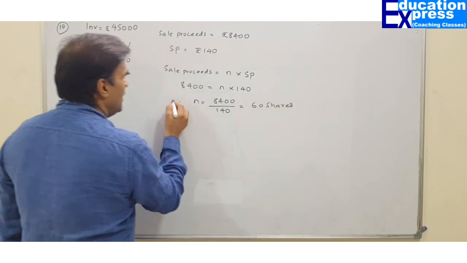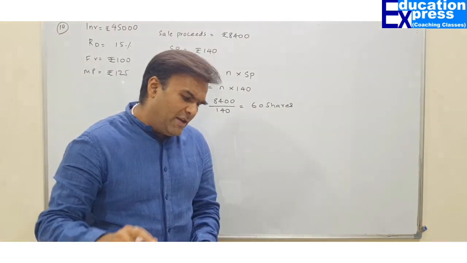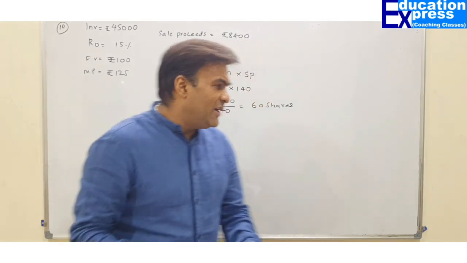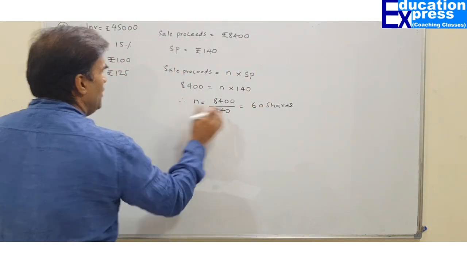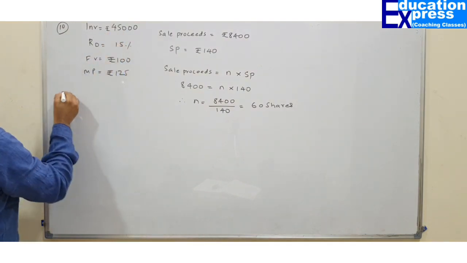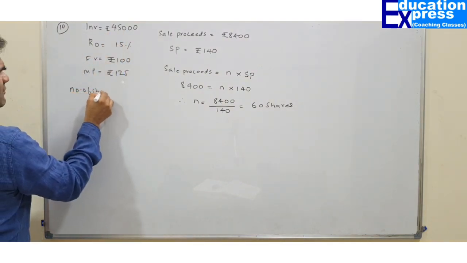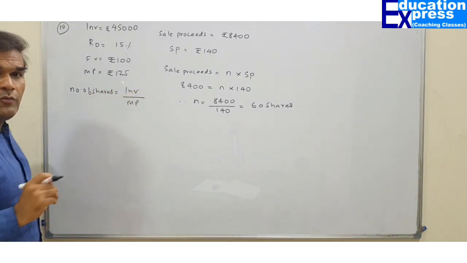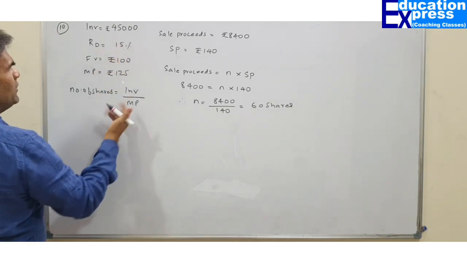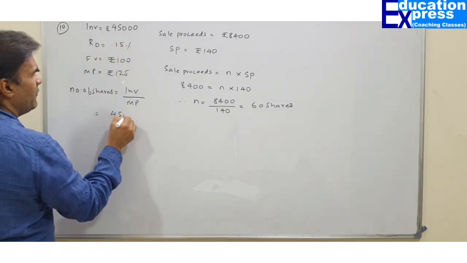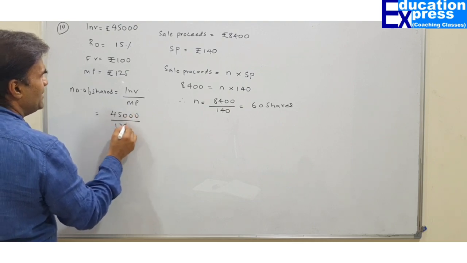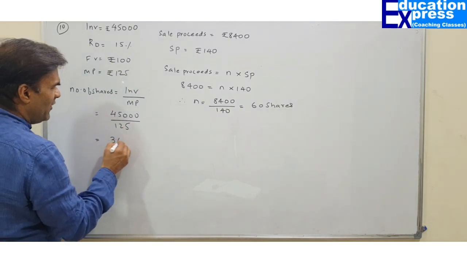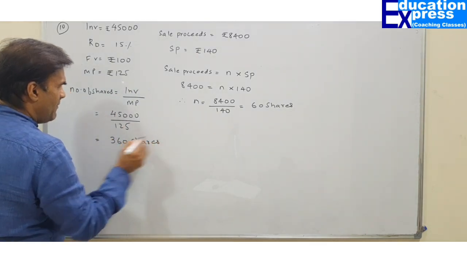So the first part of the answer: find the number of shares he still holds. How many shares he has sold is available. How many does he hold? Sir, investment is 45,000. So the number of shares that he purchased would be investment upon market price. I hope you are understanding. Very simple. We follow the same formula. Investment is 45,000. What about the market price? 125. So when we find this, we get 360 shares.